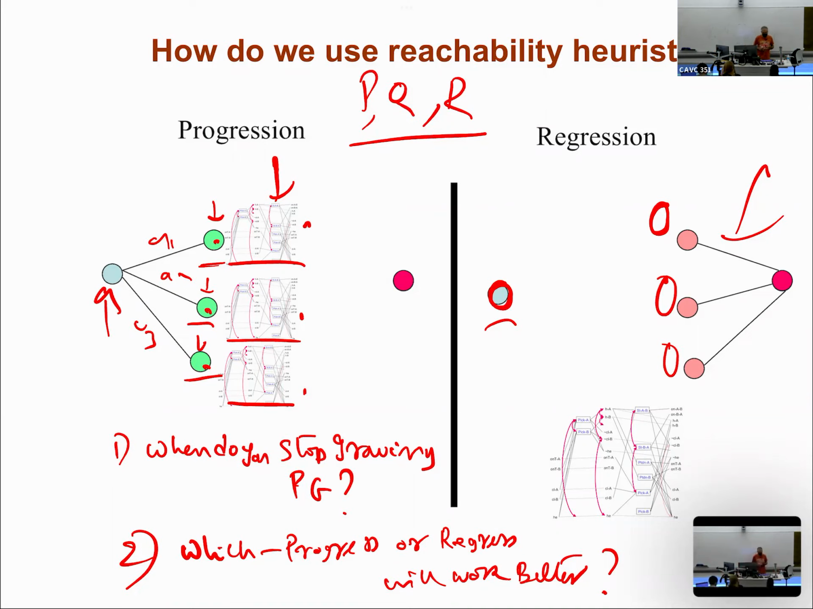Anyway, so the two questions. Okay, actually, first question is a simple question. I said, grow the planning graph. When does this planning graph growing stop? How far will you grow?